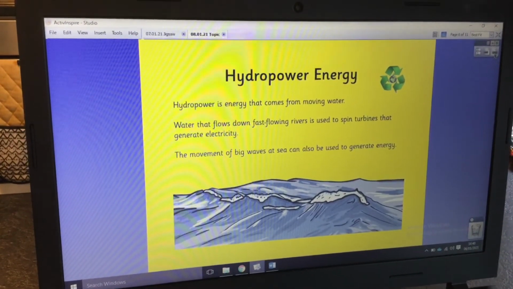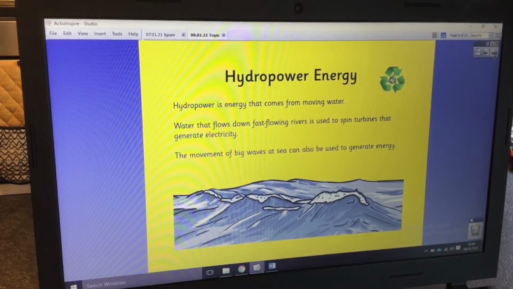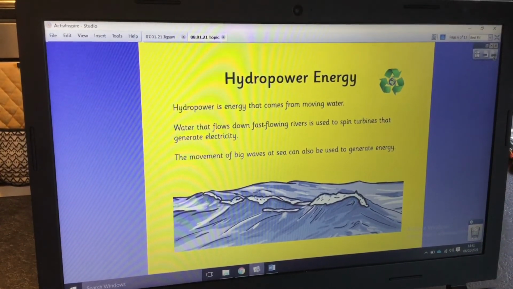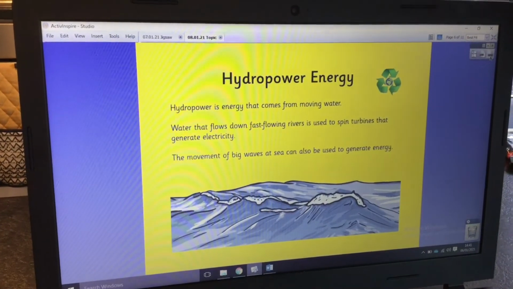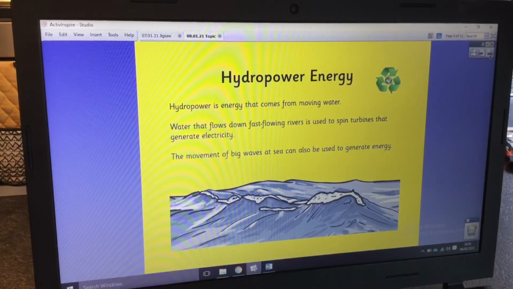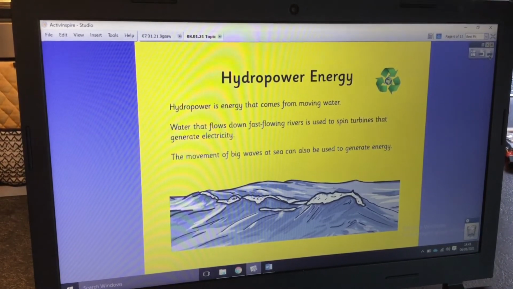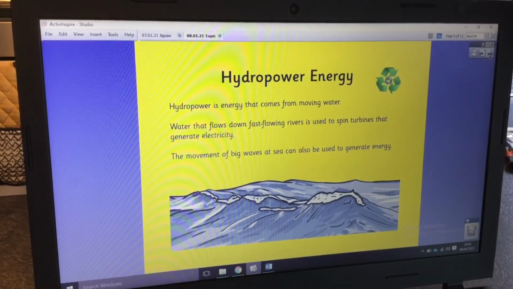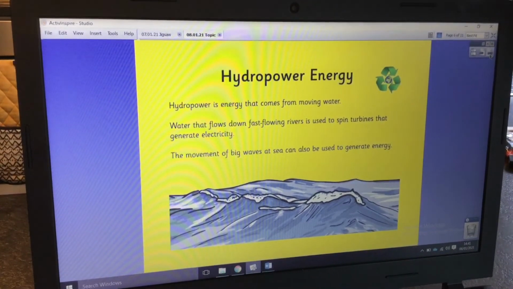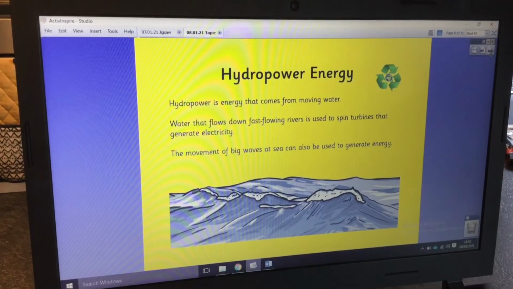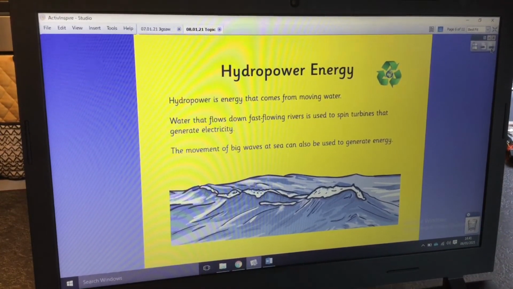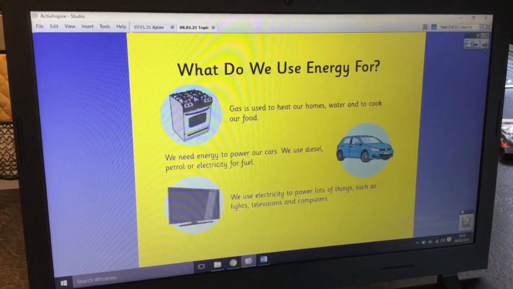And then we've got hydropower energy. Hydropower is energy that comes from moving water. Water that flows down fast-flowing rivers is used to spin the turbines, which then generates electricity. The movement of big waves at sea can also be used to generate the energy. The water and the waves, when moving, push the turbines round, a little bit like the wind turbines, except these ones are under the water. The water moves them round, and then the turbines can turn that movement into electricity and into energy.